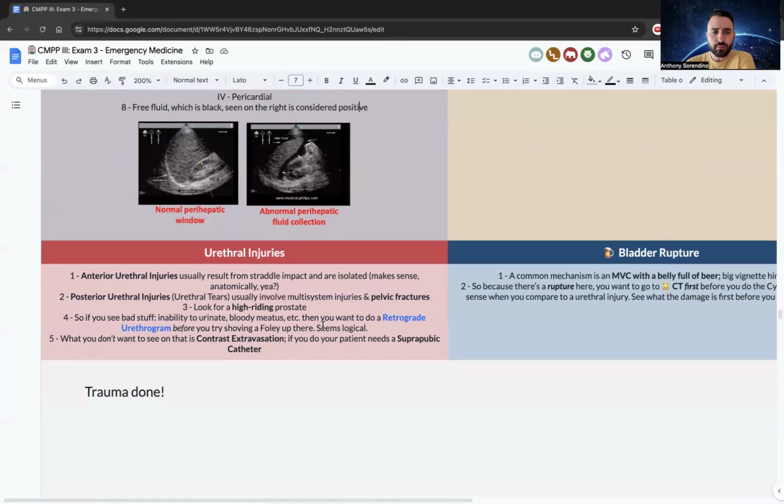So urethral, I think what's important with this is that if you have a high riding prostate, so think P for prostate and P for posterior, you're going to have a posterior urethral injury, like a urethral tear. The anterior is going to be more from like a straddle impact, but I think it's actually all P: pelvic fracture, high riding prostate, posterior urethral injury. So I think that's important.